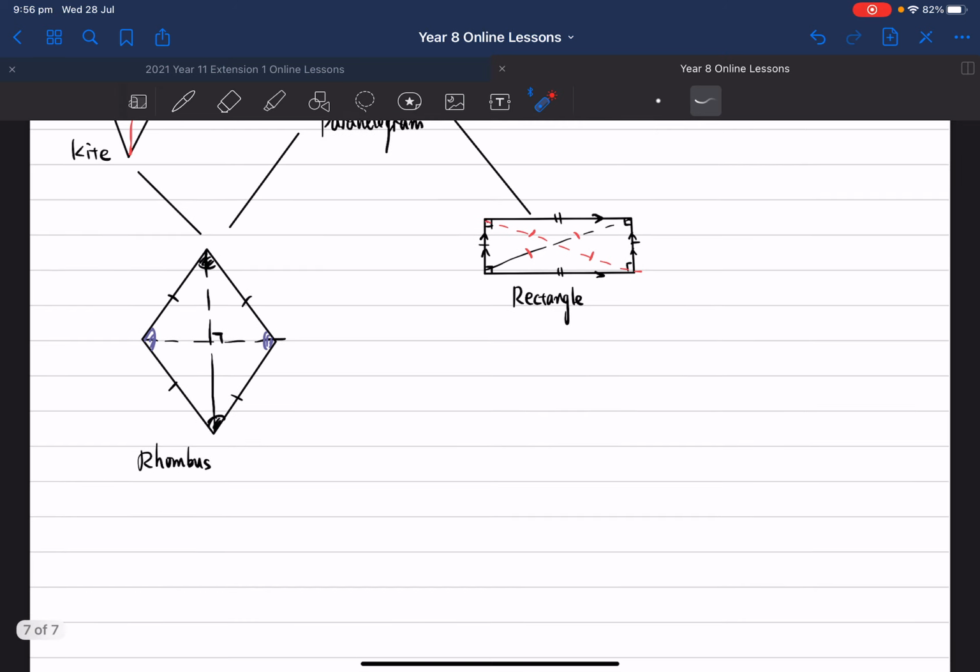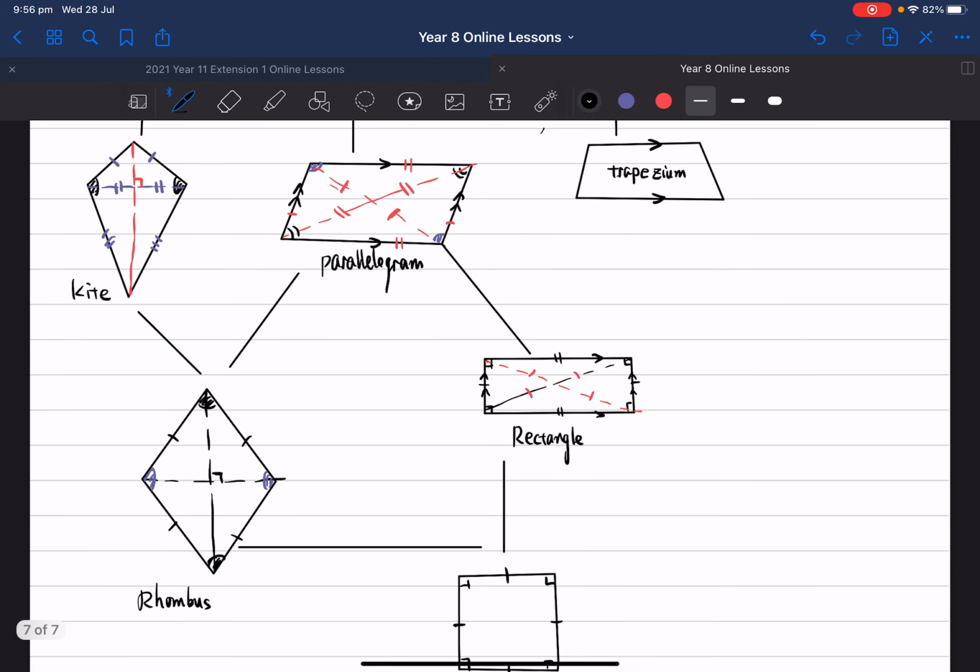Now, if we combine the properties of the rhombus and the rectangle, we end up with a very, very special shape, and that's called a square. Now, a square shares so many properties. A square is a rhombus. A square is a rectangle. A square is a parallelogram. A square is a quadrilateral.